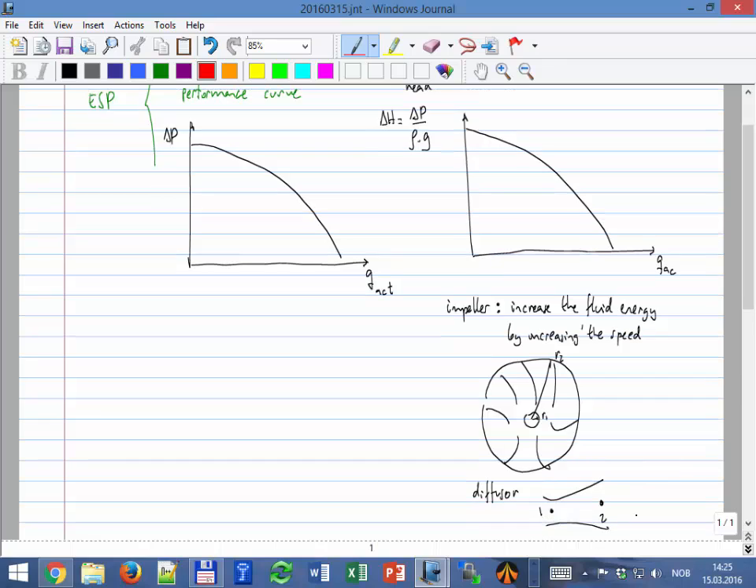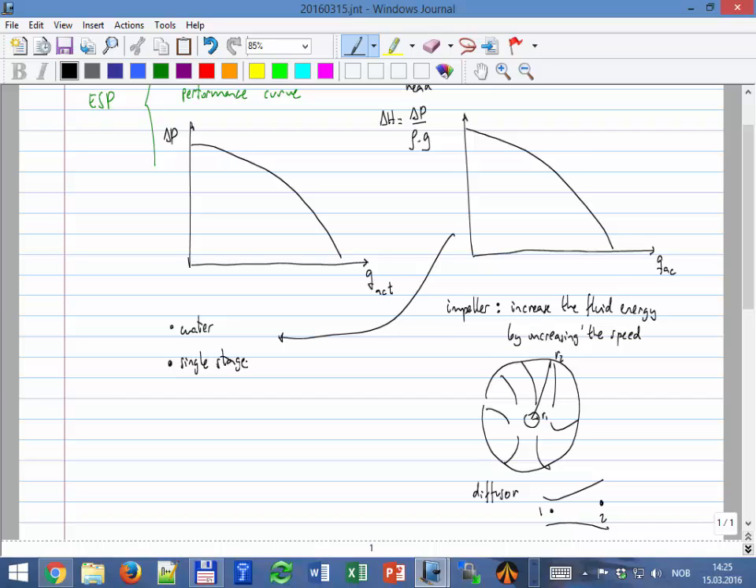This curve is measured for water. There are many types of fluid and many different oils, so people say, just measure for water. And it is also measured for one single stage.